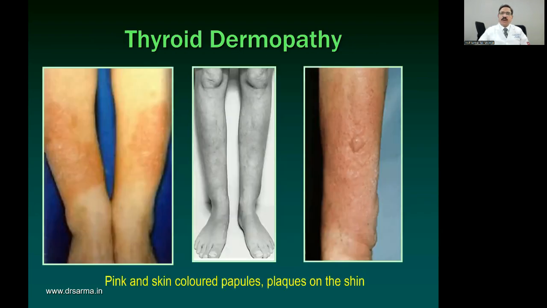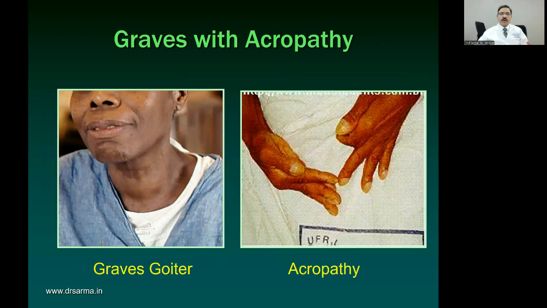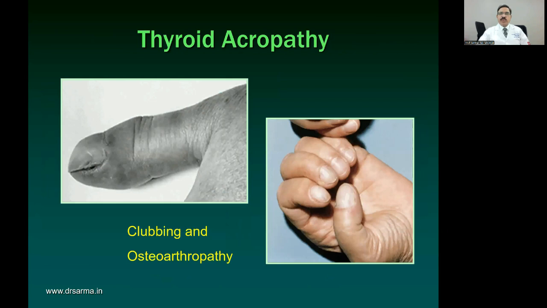Then this is the thyroid dermopathy, pink skin and skin-colored papules, and there will be plaques of the skin. This is called pretibial myxedema. It is not myxedema. It is a dermopathy of the thyroid. And then Graves' acropathy. Acropathy means the Graves' goiter is there. For the same patient, you see the acropathy with the clubbing of the fingers and also some sort of contracture-like thing. So, thyroid acropathy. There will be clubbing and osteoarthropathy may be there.